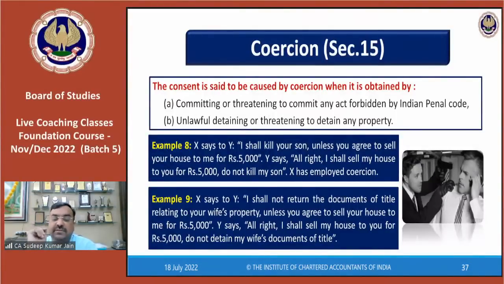Y has the option to avoid the contract because this is a voidable contract, and until Y files the suit for avoiding the contract, the contract is perfectly valid.